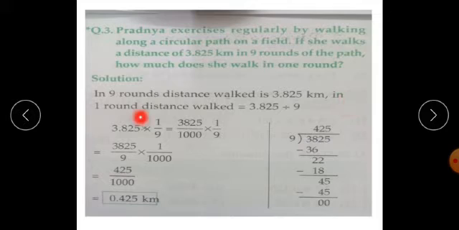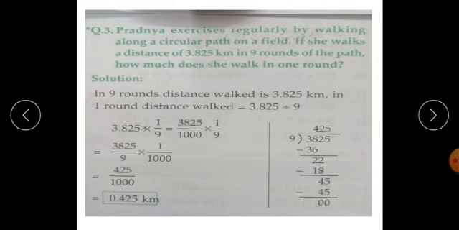Therefore, in one round, distance walk is equal to 3.825 divided by 9. 3.825 divided by 9 means 3.825 multiplied by 1 upon 9 is equal to 3825 upon 1000 multiplied by 1 upon 9. Rearrangement: 3825 upon 9 multiplied by 1 upon 1000. When you divide 3825 by 9, you will get the answer as 425 upon 1000.